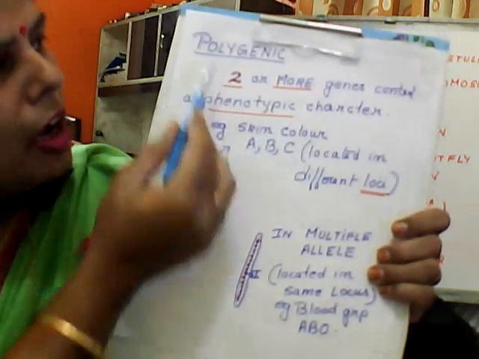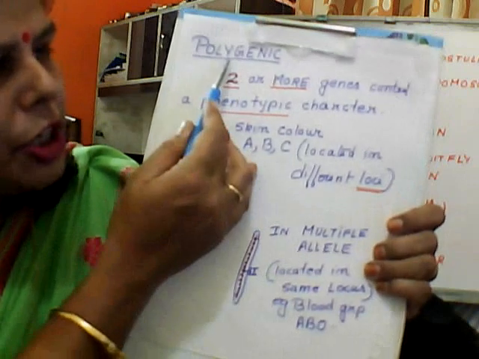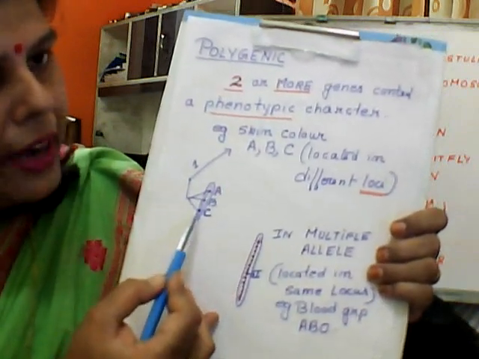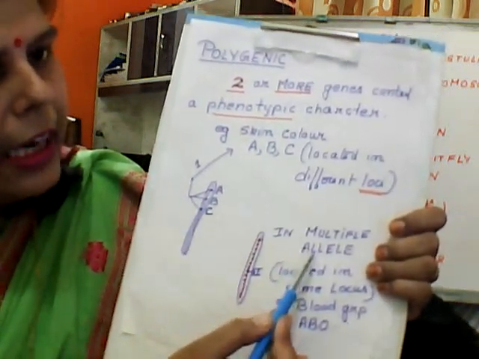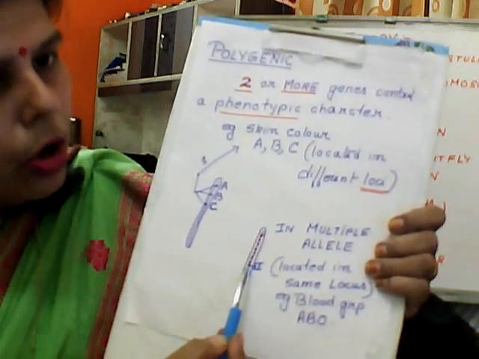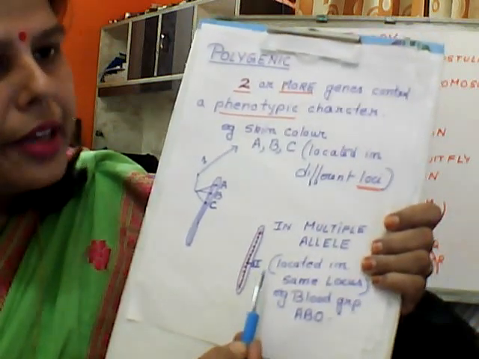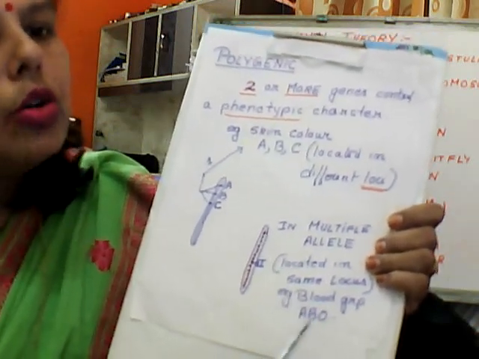So in that way, polygenic inheritance differs from multiple allele. In polygenic, genes occupy different loci, but in multiple allele, they never occupy different loci. It is on the same locus, but according to how the alleles are present, or what type of allele is present, that particular blood group is shown.